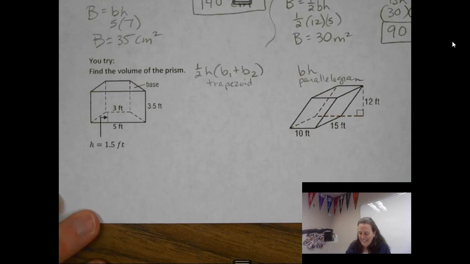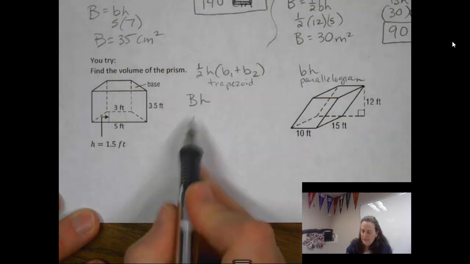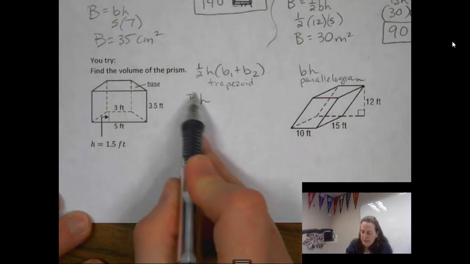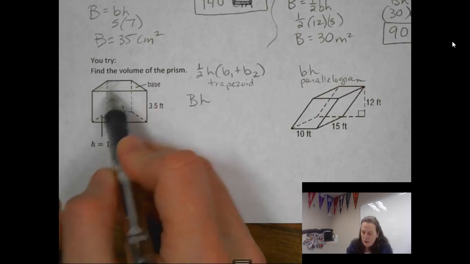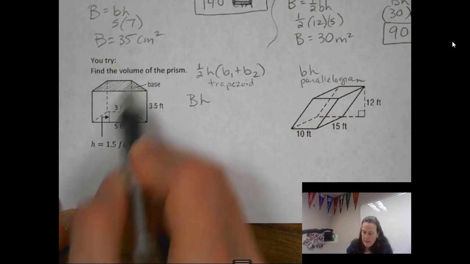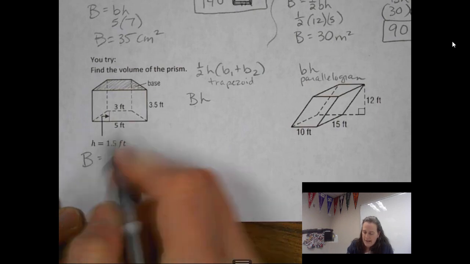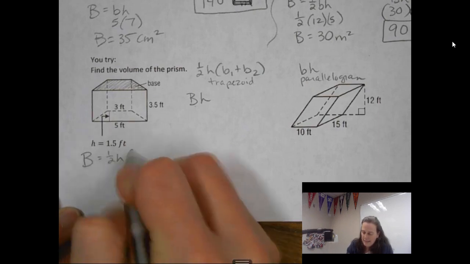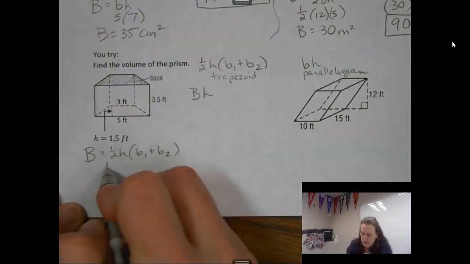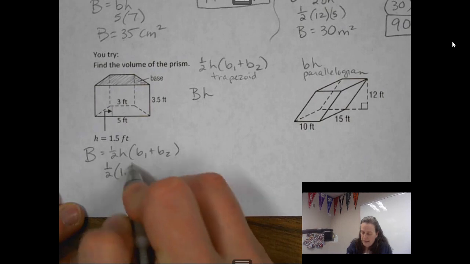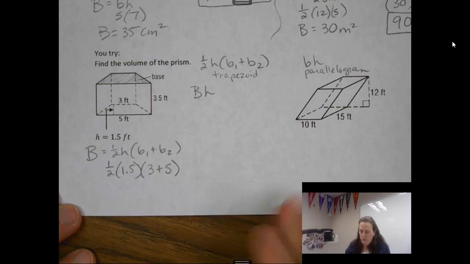Okay, let's see. I feel like that was a challenge. I hope you got that. Base times height. The thing is, I don't know yet what the surface area of the base is. I do see that the base is a trapezoid. I can see it right there, and there's another one on the bottom. So area of that, 1/2 the height times base 1 plus base 2. They did give us all the pieces, so let me plug those in. The height, 1.5. Base 1, it doesn't matter if I call that the 3 or the 5, as long as I get them both in there.